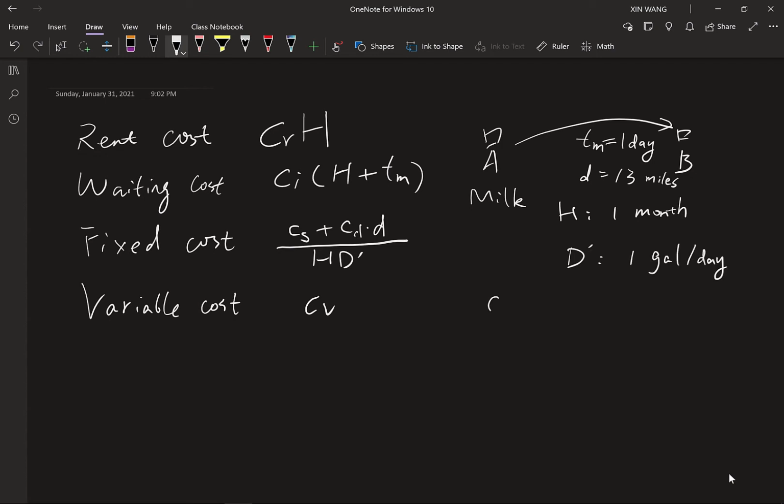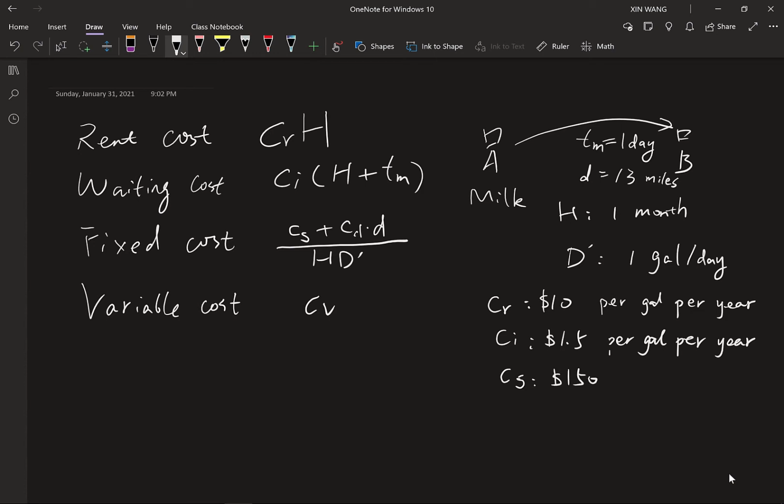The unit run cost is $10 per gallon per year. Then the unit wait cost is $1.5 per gallon per year. And then the stopping cost is $150 for a truck to stop by. And then the unit mileage cost is $3 per mile. And then the unit variable cost is $1.2 per gallon.